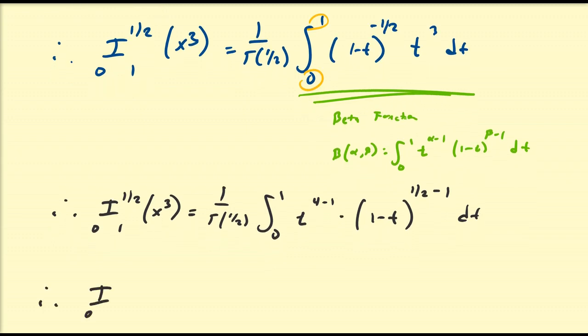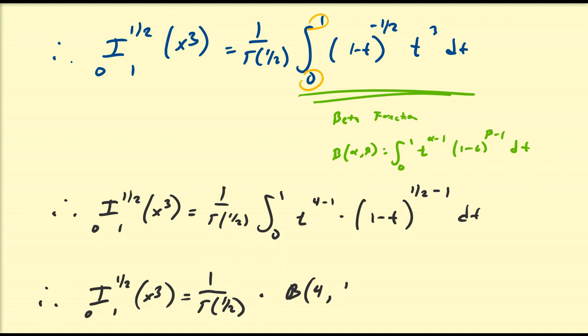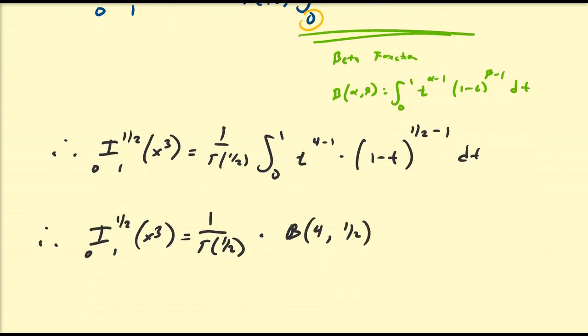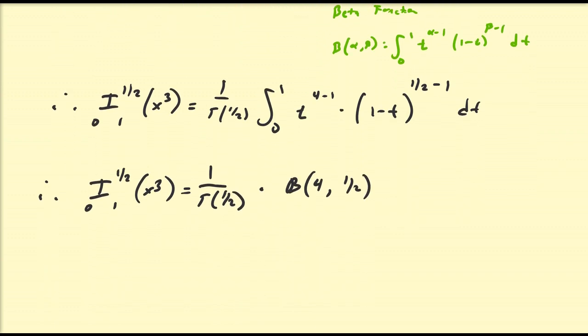So this is going to be equal to the integral from 0 to 1/2 of x cubed, which is going to be 1 over gamma 1/2 times beta of 4 comma 1/2. So this is of course a number, and if you don't know about beta and gamma functions, then you can leave this as the closed form of the answer. But these actually are very easy values to get.